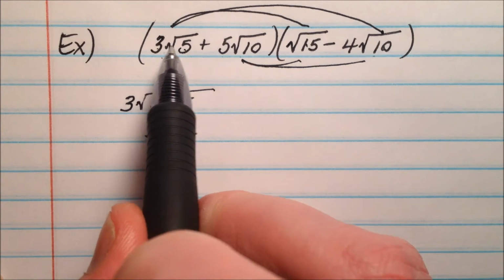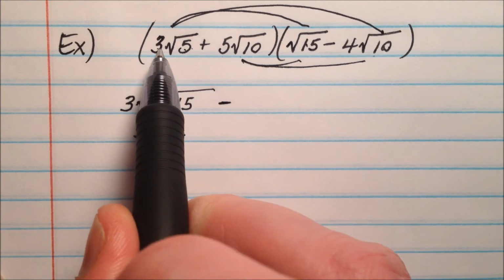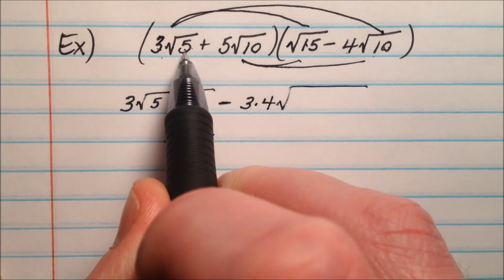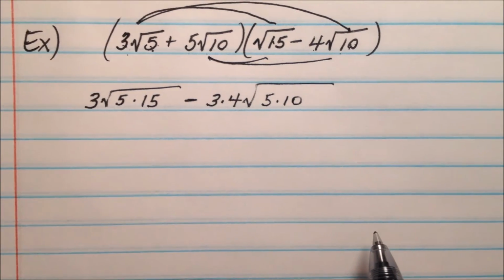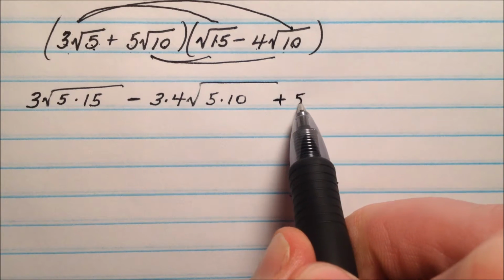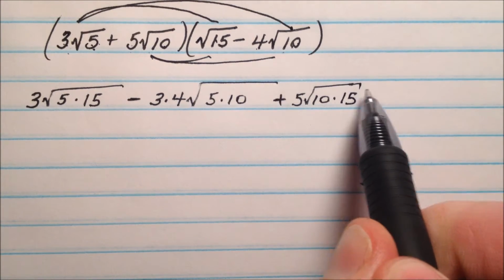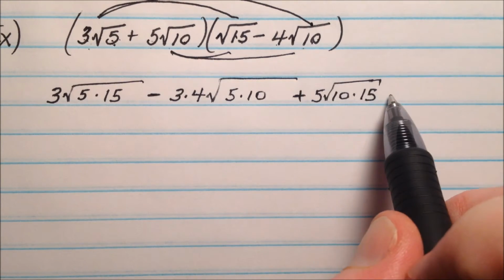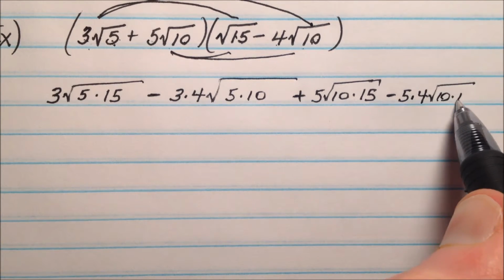And then we have 3 radical 5 times 4 radical 10, and this minus is in here, so we'll put minus. And 3 times 4, because those are the coefficients. And on the inside we'll have 5 and 10, so 5 times 10. So moving down, we'll have this 5 radical 10, so 5 radical 10, and then times this 15. And then finally, we'll have the 5 radical 10 and the 4 radical 10. It'll be minus, so 5 times 4, and then 10 times 10.